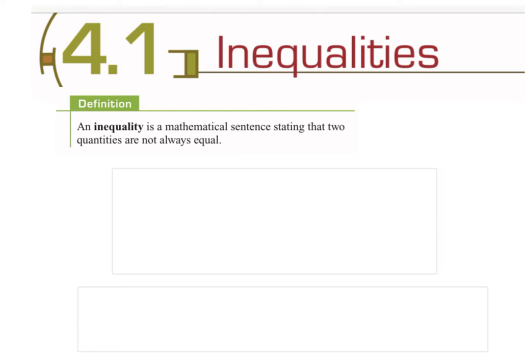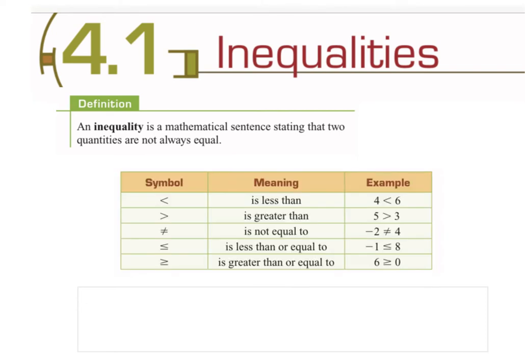An inequality is a mathematical sentence stating that two quantities are not always equal. All right? They're not always equal. So exactly what it sounds like. Equation means you have an equal sign. Inequality means you have something other than an equal sign. And then they give you all the different types of inequalities. So you do need to know these symbols and what they mean. Hopefully they are not new to you.